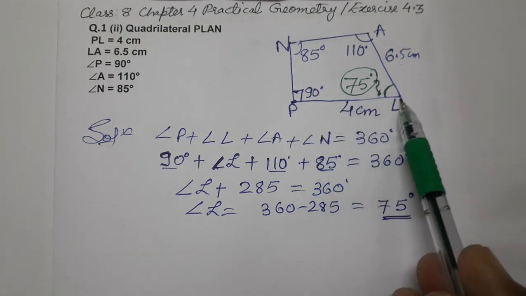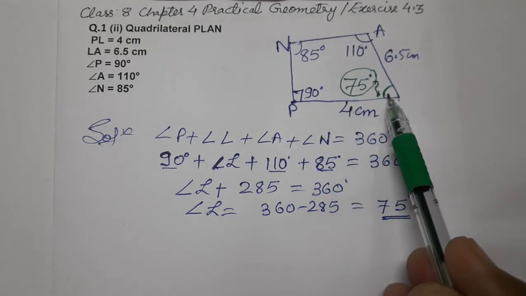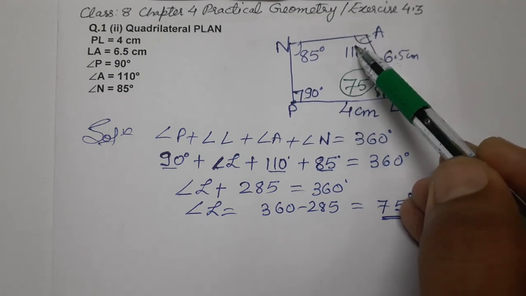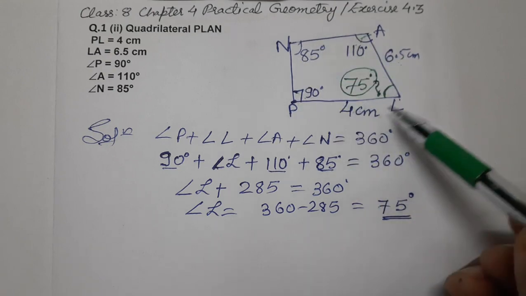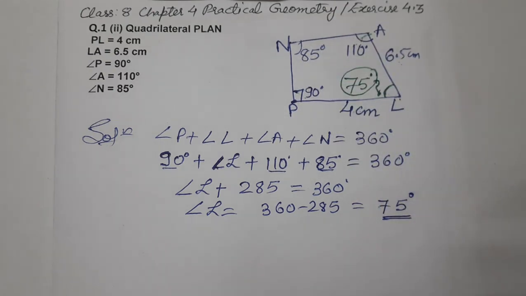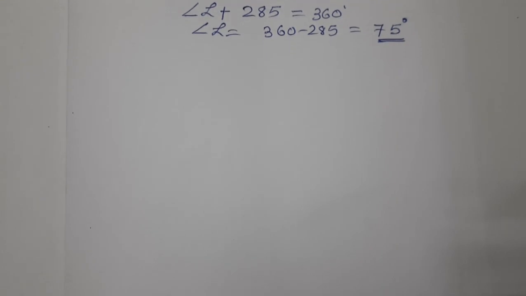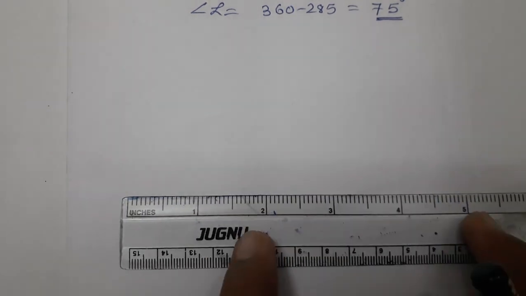First of all we'll draw PL 4 centimeter, then angle P 90 degrees, angle L 75 degrees, then an arc of radius 6.5 from L, and 110 from A, or 85 from N. So we'll get this quadrilateral PLAN. So let's start. First start with PL 4 centimeter. Let's take ruler and pencil or pen. PL 4 centimeter. Draw.